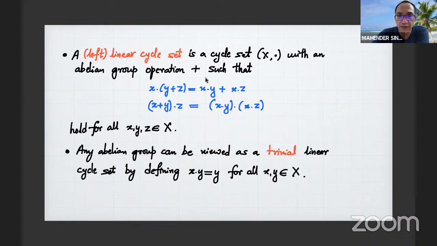We write it additively here, with these two properties. In fact, you can deduce the cycle set axiom from these two. So one is left distributivity and the other is the second one. So (x plus y) dot z is (x dot y) dot (x dot z). And of course, if you take an abelian group and you just set each left multiplication by each element to be the identity, that's obviously a linear cycle set. It's a trivial linear cycle set.